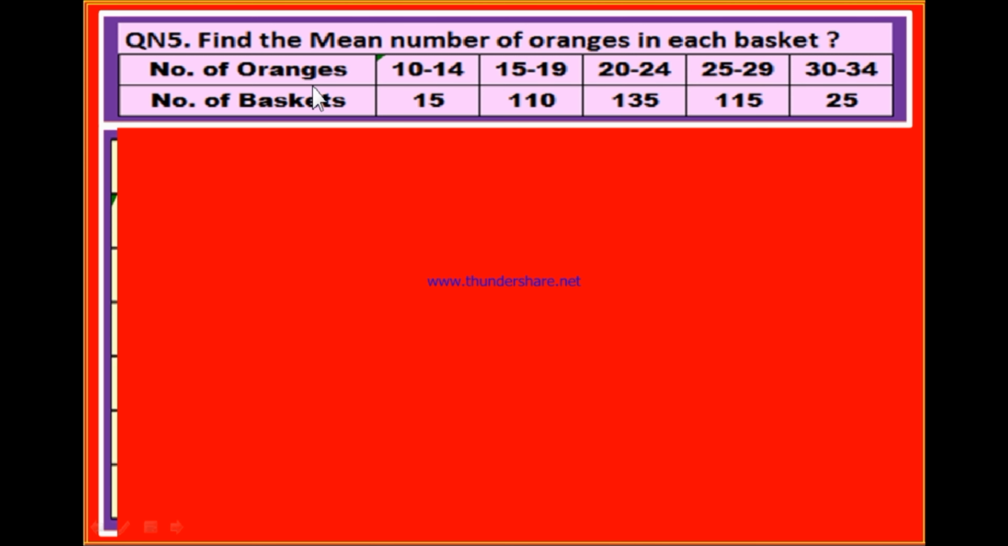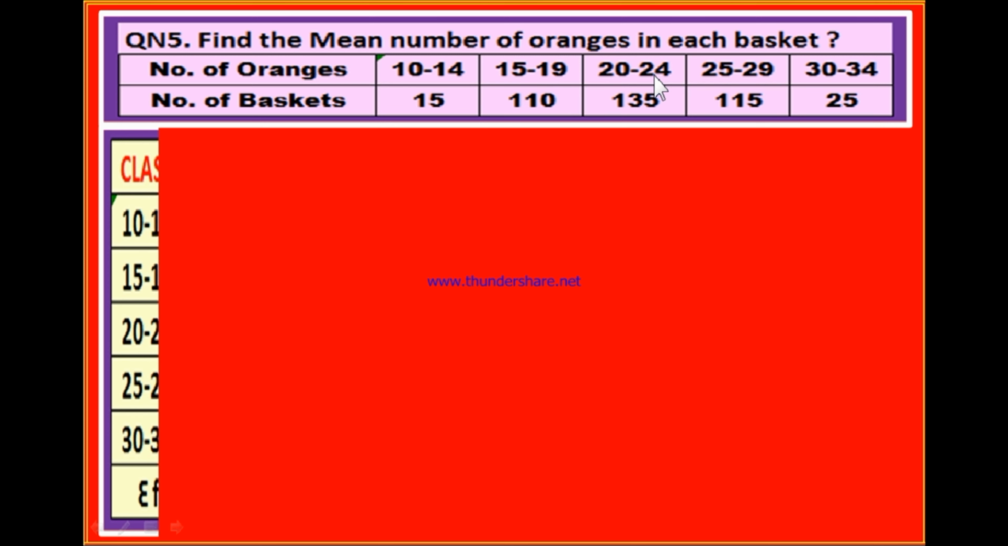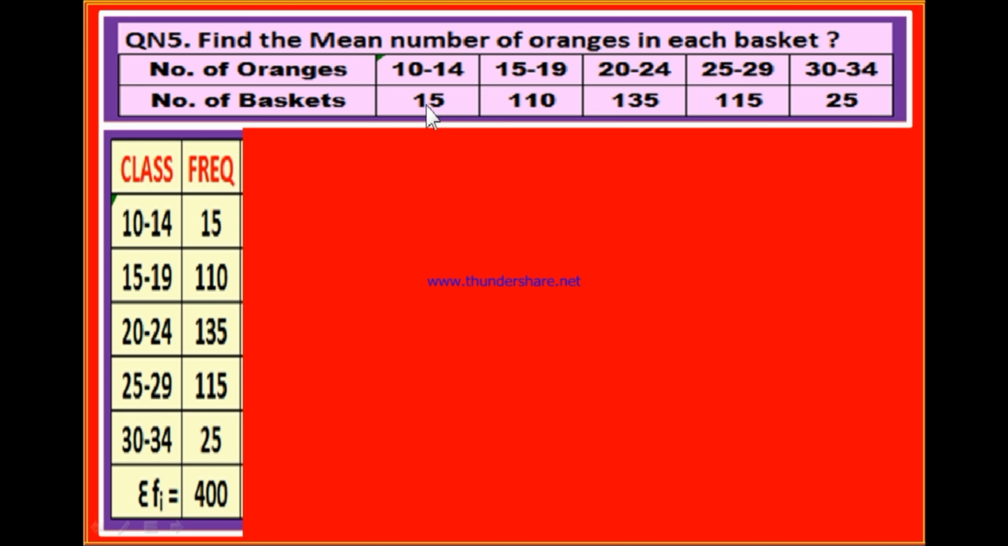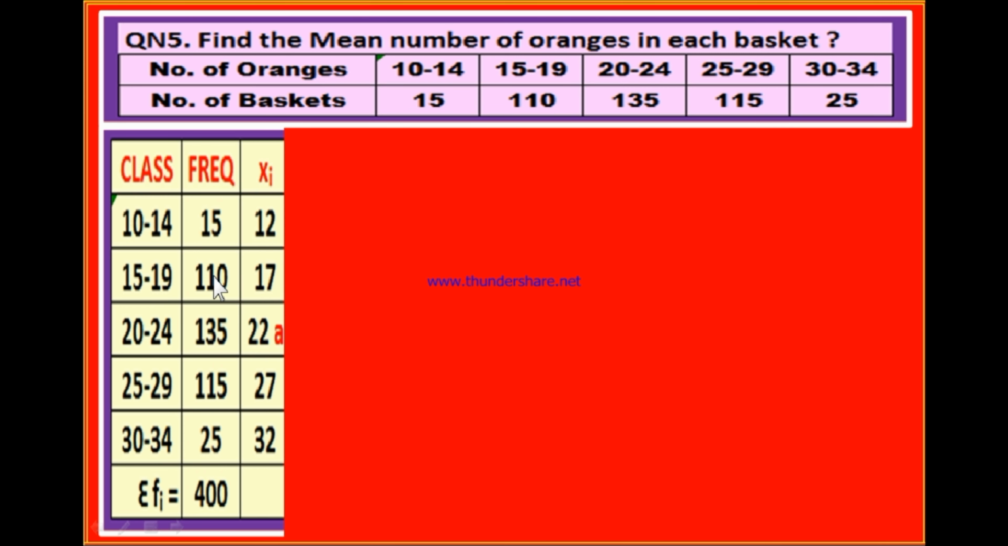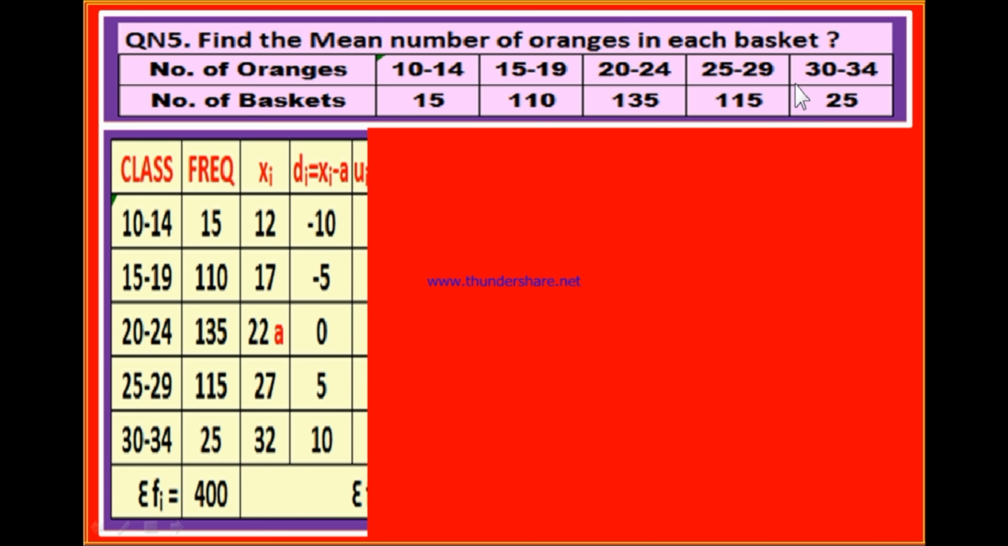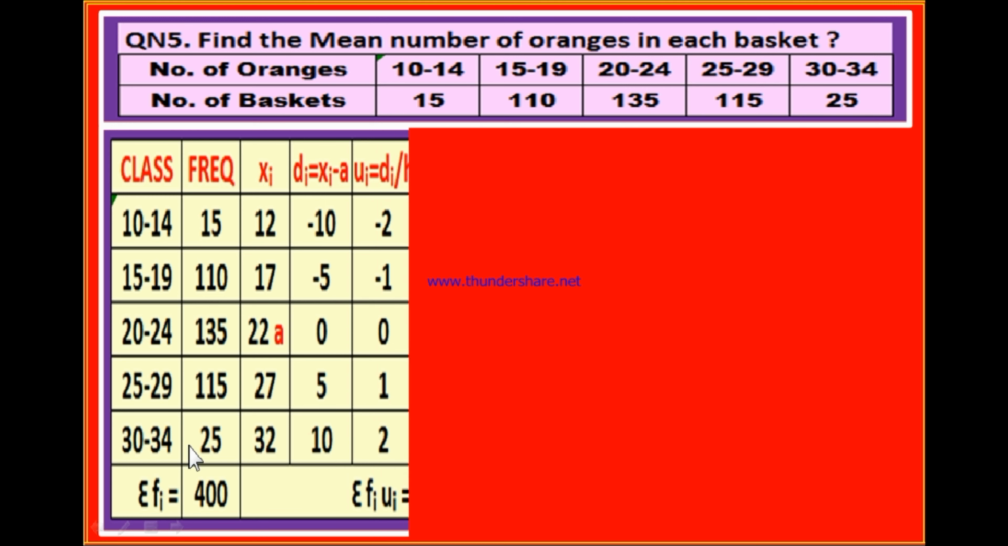So, the first column is for classes: 10 to 14, 15 to 19, 20 to 24, 25 to 29, 30 to 34. All these are classes. Now in the 10 to 14 class the frequency is 15, in 15 to 19 class the frequency is 110, 20 to 24 the frequency is 135, 25 to 29 the frequency is 115, 30 to 34 the frequency is 25. These are the frequencies.